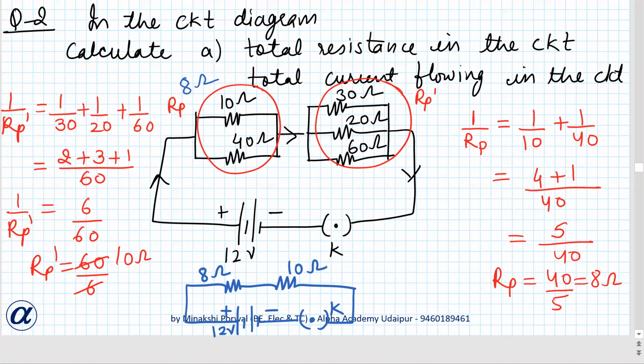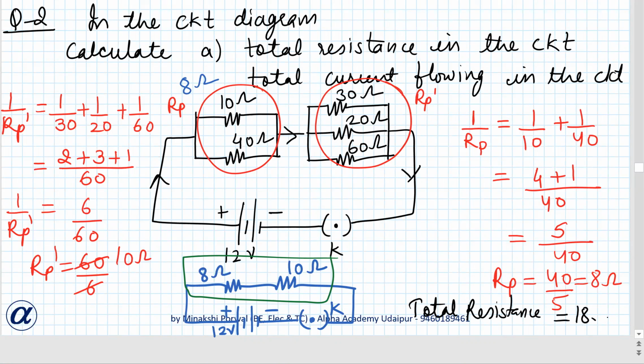ठीक है. अब हमको find करना है total resistance in the circuit. Here, both 8 ohm and 10 ohm, they are in series. So the resultant will be 18 ohm. So total resistance first part is equal to 18 ohm because resistance in series are added.